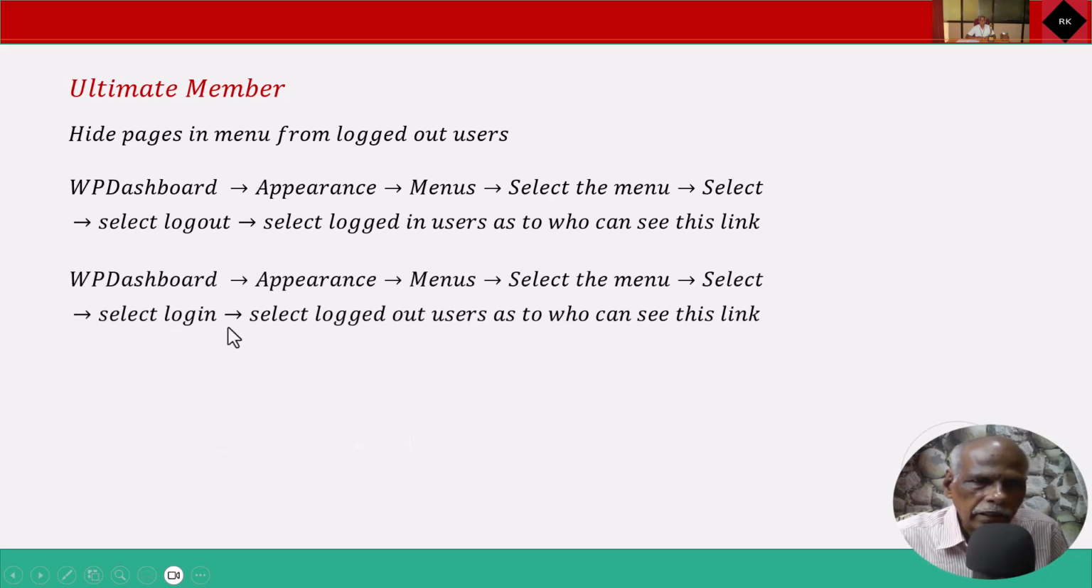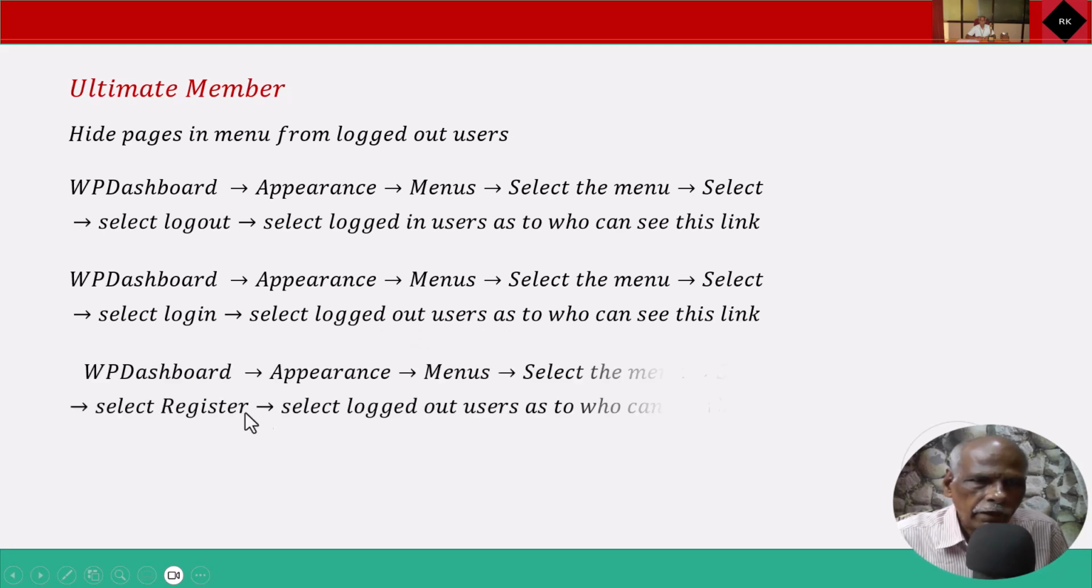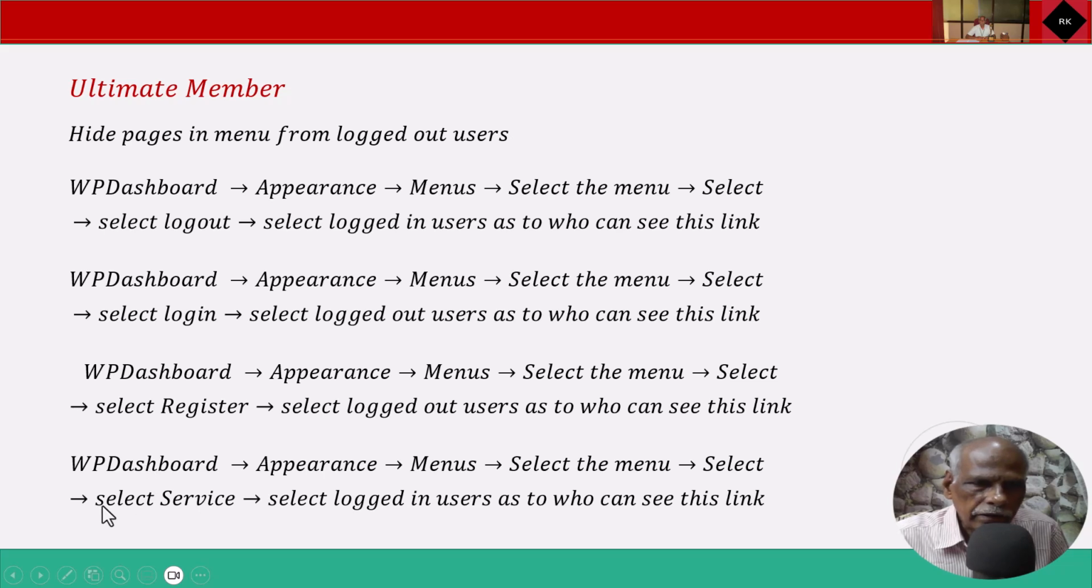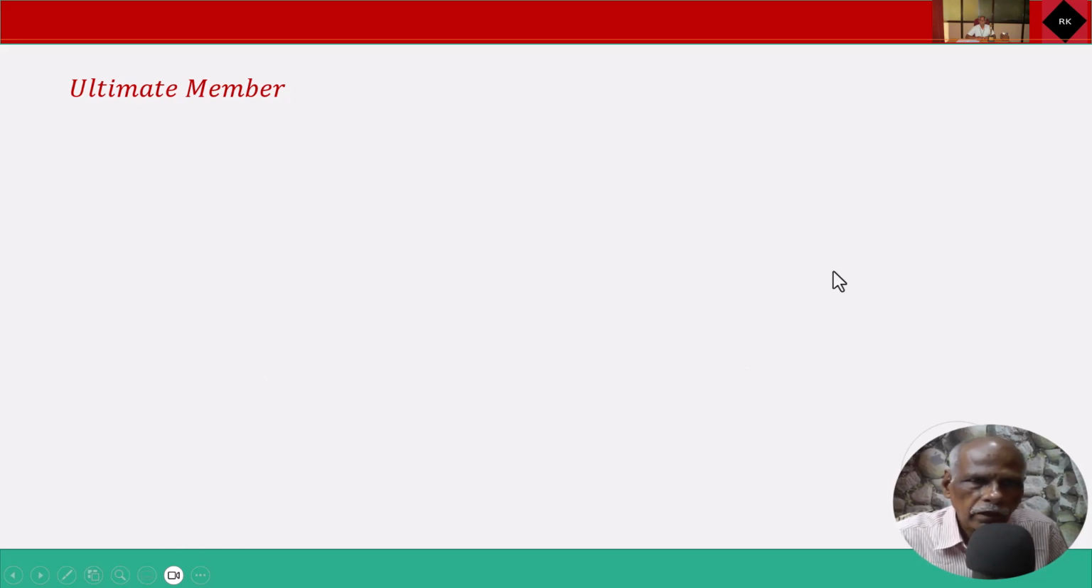Similarly, for login, you select logged out users as to who can see this link. For register, that is for registration, select logged out users as to who can see this link. And for service, select the logged in users as to who can see this link. Only logged in users can see service in the menu.